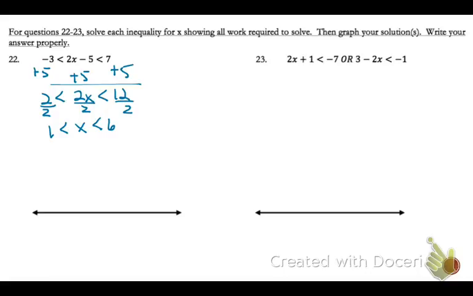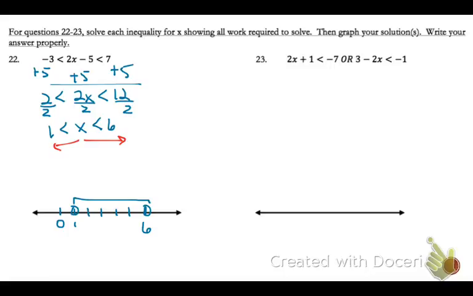So to graph that, I'm going to put 0, 1, 2, 3, 4, 5, 6. So I'm going to have open circles at 1 and 6, and I want to show everything in between, everything that is less than 6, and at the same time greater than 1.